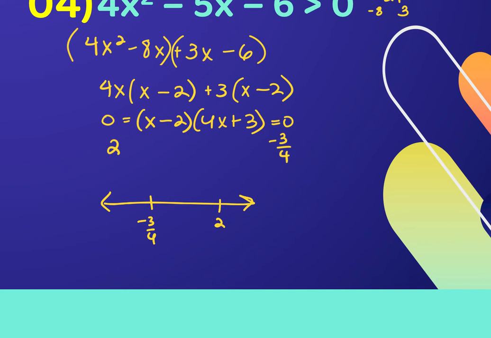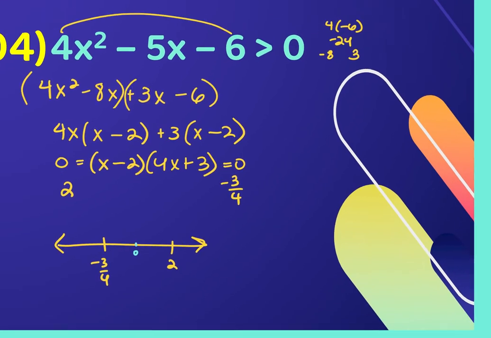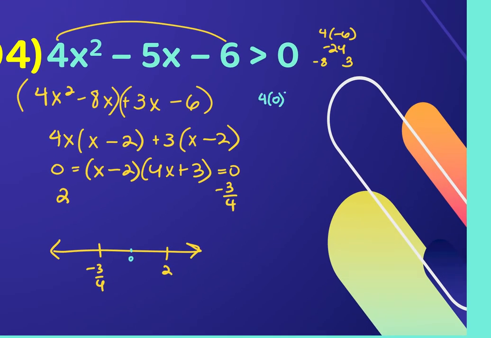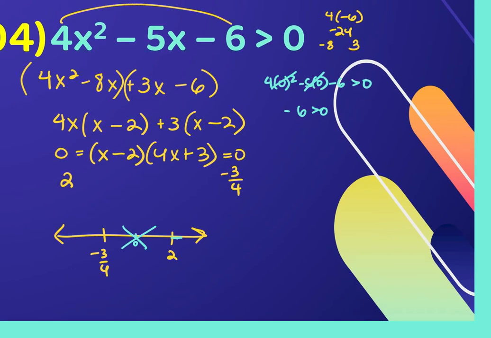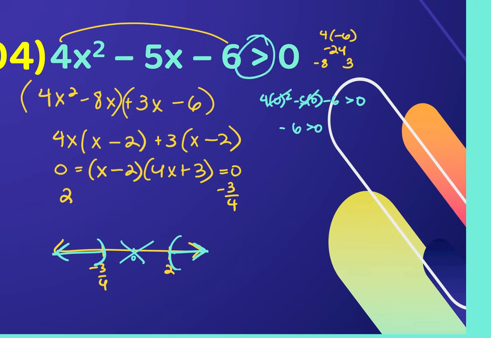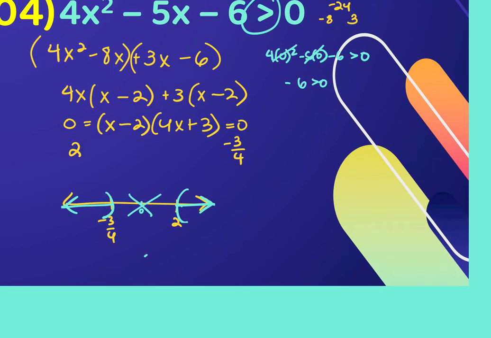Now 0 is still in between those, so I can still use it. And I plug it in. 4 times 0 squared minus 5 times 0 minus 6 is greater than 0. Goes away, -6 is not greater than 0. So I don't use the middle. I use the outer edges. Parentheses or bracket? Parentheses because it's not or equal to here. And then my interval notation, -infinity to -3/4 with a parentheses, union 2 to +infinity.